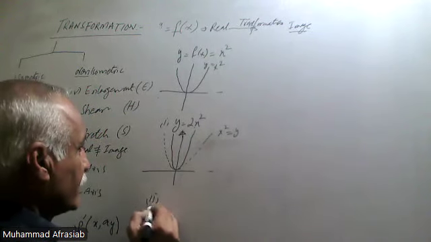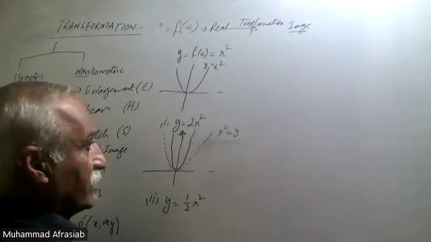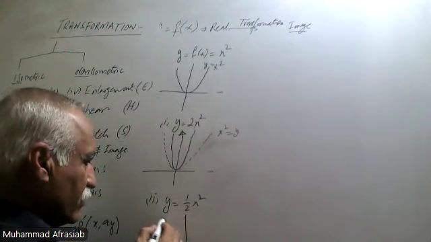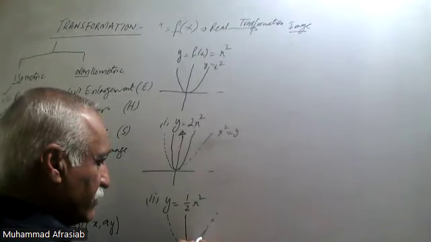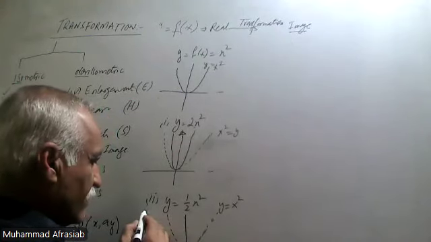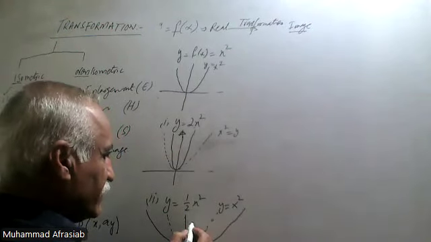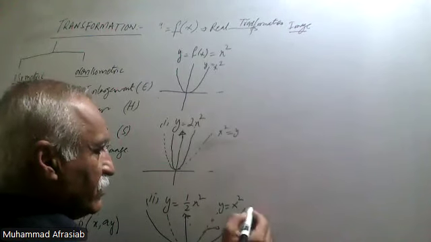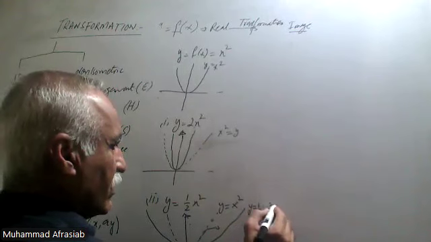We can have another case, y equal to half x square. So we can draw the graph y is equal to x square with dotted lines. If it is y equal to x square, then half x square means it will be like this. It is stretching due to the y-axis, outside of this function. So this is the graph of y is equal to half x square.